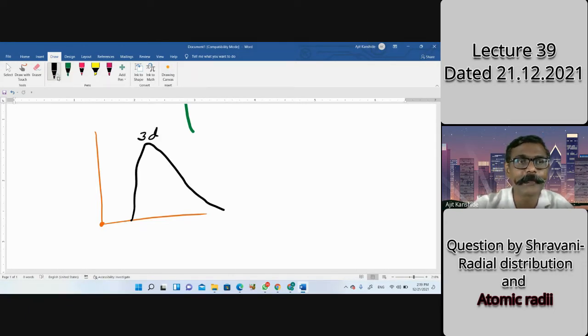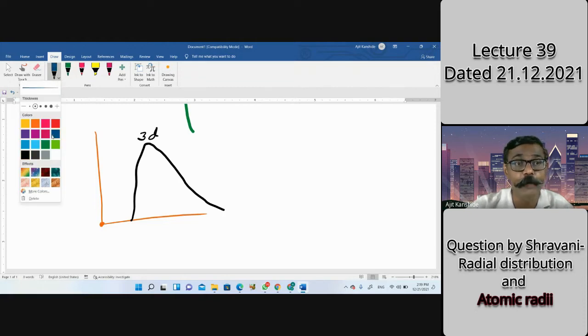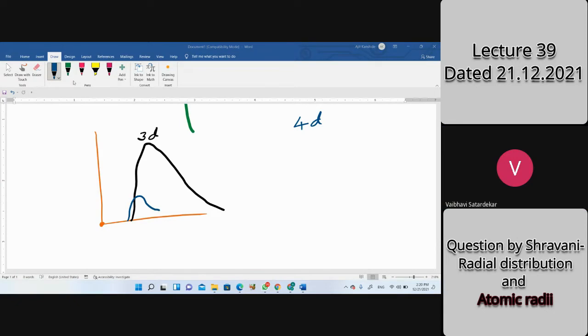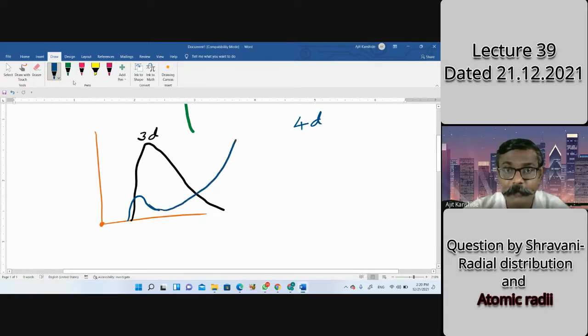If I have to represent the 4D orbital, after 3D the next orbital is 4D, then how can that 4D orbital be represented? 1D is not there, 2D is not there. So at the beginning, electron density will not be there. But near 3D, a little portion of 4D will be there. Near 3D, a little portion of 4D will be there. Are you following what I'm saying? Yes, sir. Okay. Afterwards, what region of 4D is there?